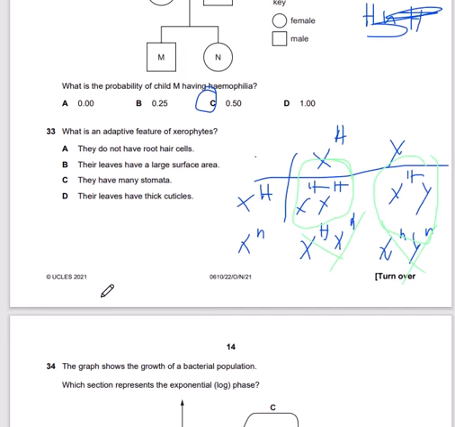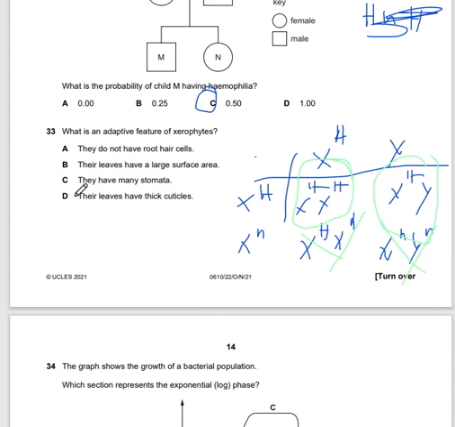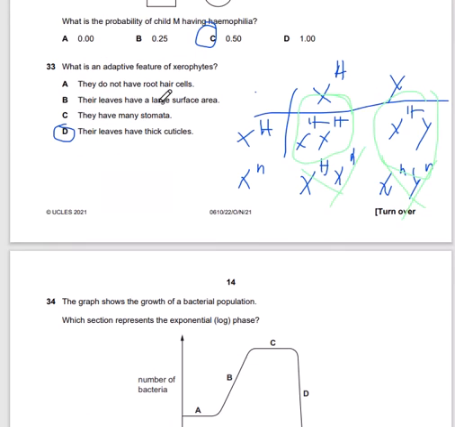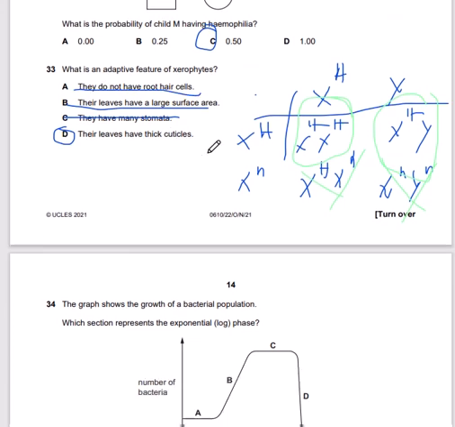What are the adaptive features for xerophytes? Well, the adaptive feature would be that they have thick cuticles, right? Because they're plants found in deserts, so they don't want a lot of water loss. So they have thick cuticles covered with wax. Many stomata would cause a lot of loss of water vapor, so that won't be beneficial. If their leaves are large, there will be a lot of transpiration. If they do not have roots, they would suffer from wilting, so they have very long roots.